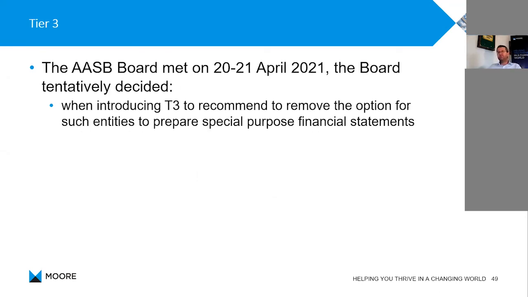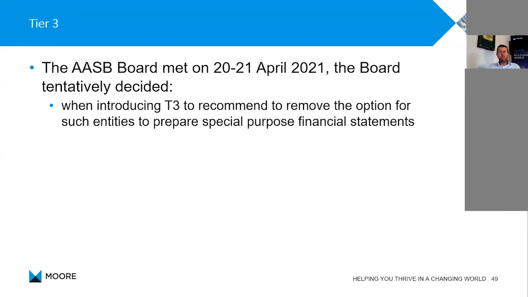In the April meeting, we also agreed a number of principles around that. So the first one was that when tier 3 was introduced, we would also recommend an amendment to SAC 1 to remove the ability to prepare special purpose financial statements. So that might make some people happy, that might make some people sad, but the reality is that the special purpose framework is a pretty broken framework.